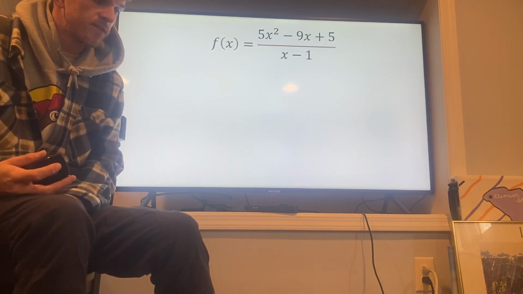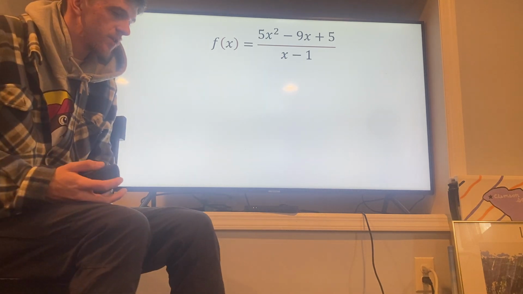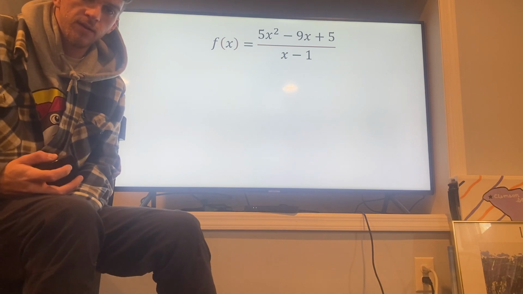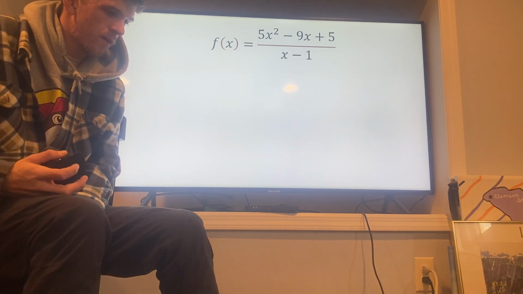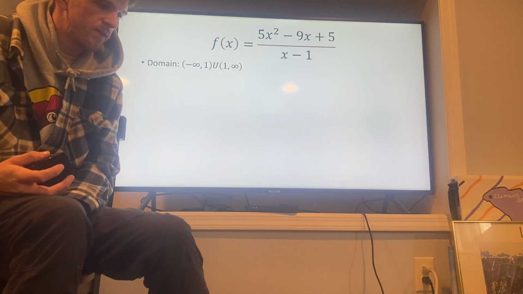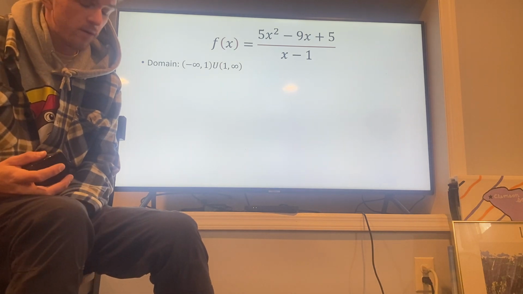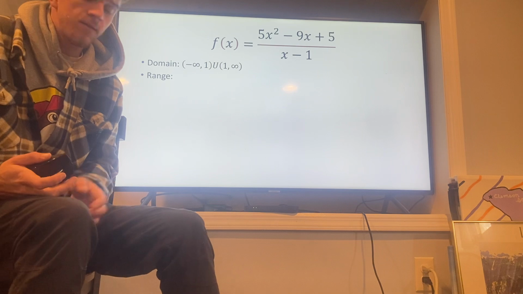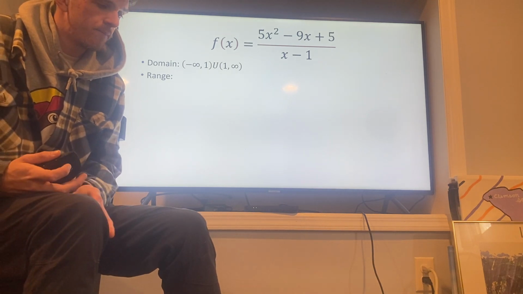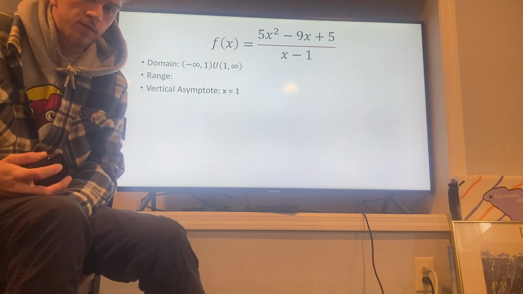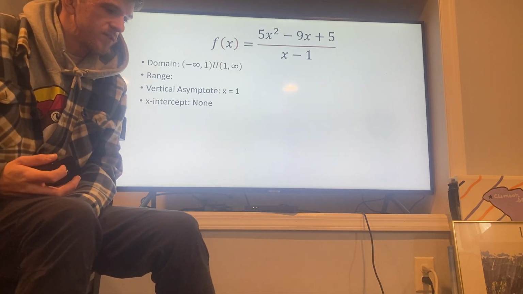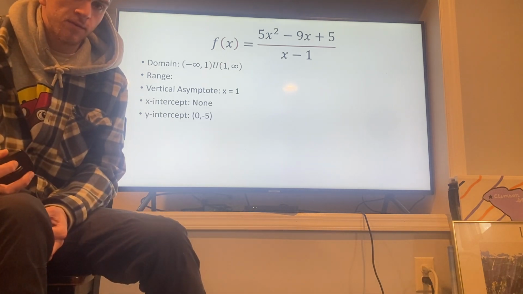Let's consider this function f of x equals 5x squared minus 9x plus 5, divided by x minus 1. We know our domain is going to be all real numbers except for 1, because you can't divide by 0. I'll leave the range blank for now, but we know we've got a vertical asymptote at x equals 1, no x-intercept, but we've got a y-intercept at (0, -5).